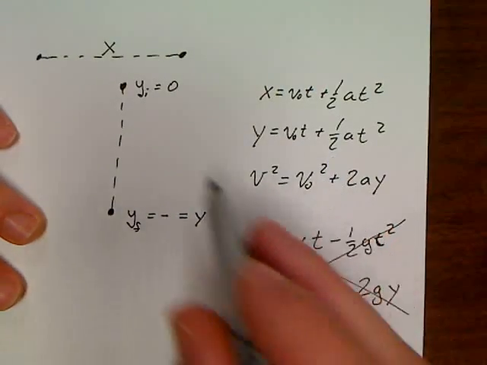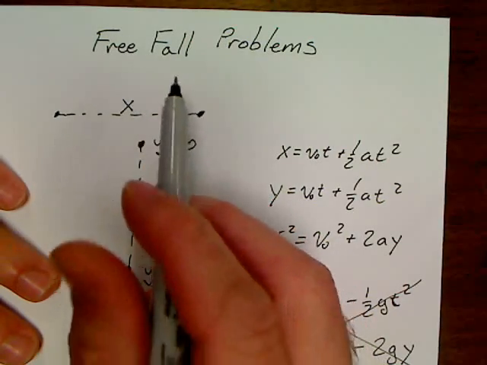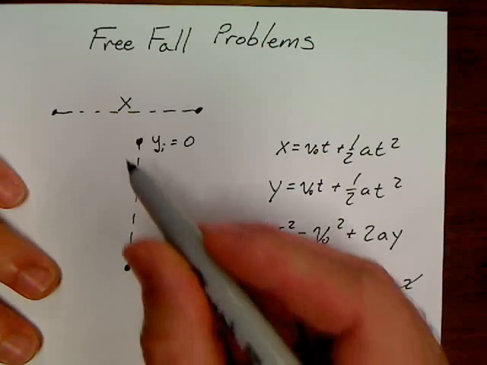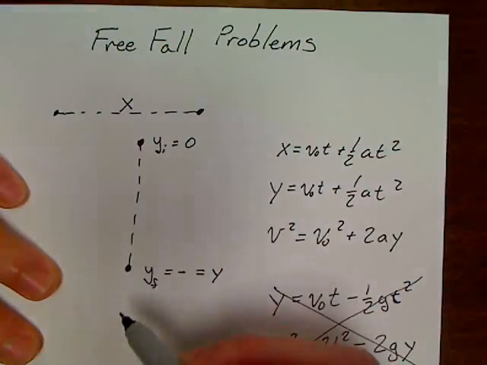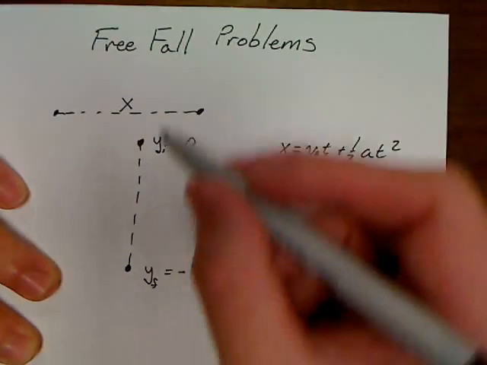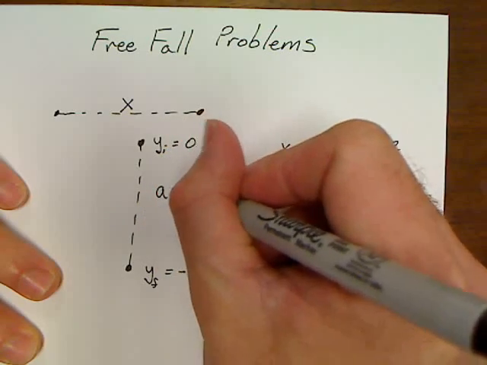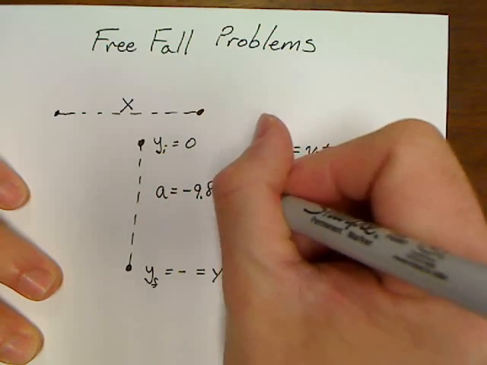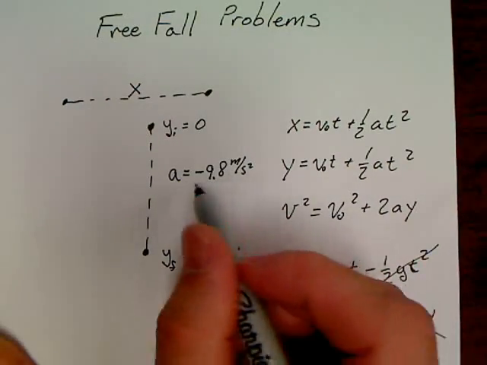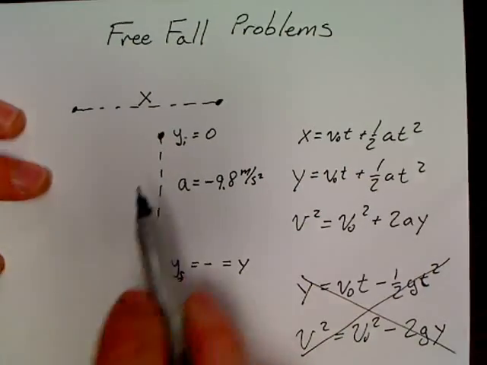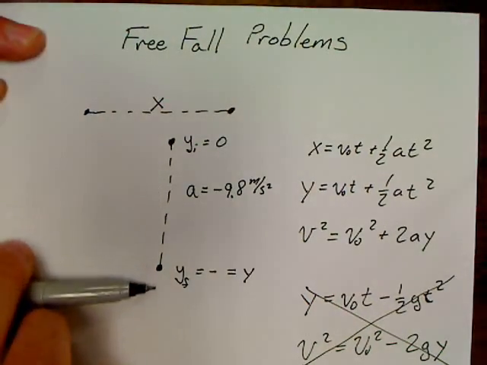If you're working a problem that is in free fall, it means it's acting only under the influence of gravity. If something is falling or being thrown up, either one, anything moving in this dimension and only under the influence of gravity is going to have an acceleration of negative 9.8 meters per second squared. So that actually makes these problems kind of easier because we know our acceleration. Because any object that is released, it's going to accelerate in the negative direction.